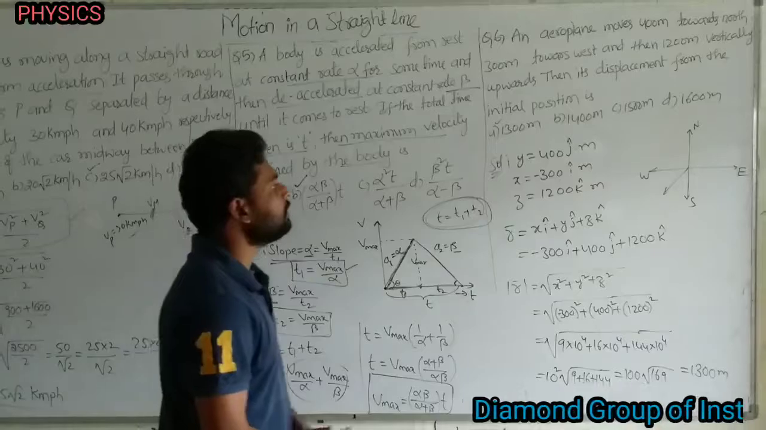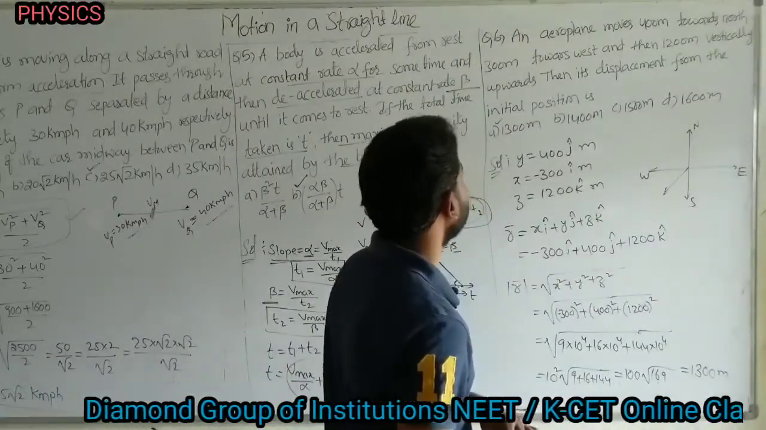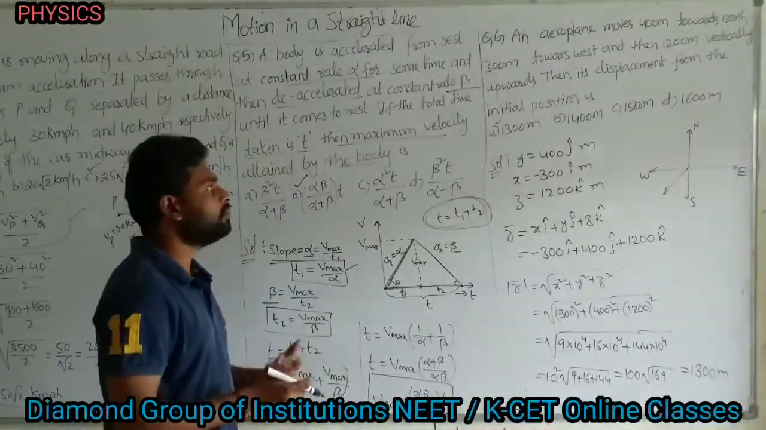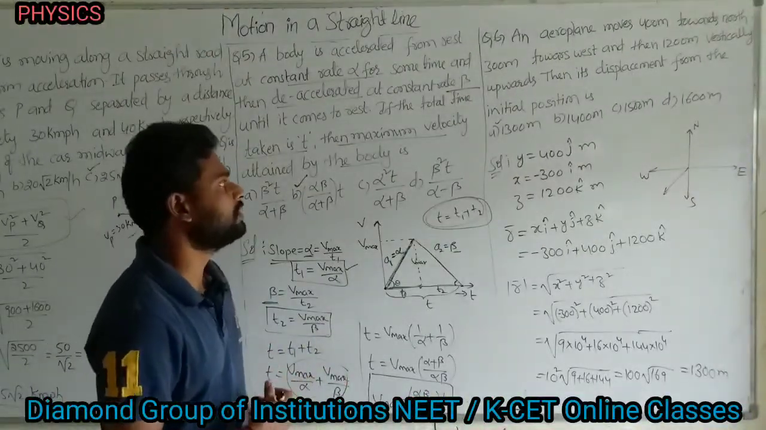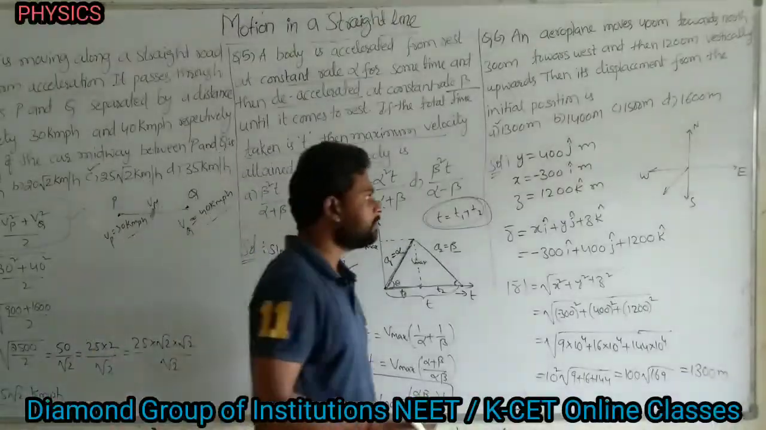Okay, next, see the next question. An aeroplane moves 400 meter towards north, 300 meter towards west, and then 1200 meter vertically upwards. Then its displacement from the initial position is wanted, as given in this question. Easy question. So now I am drawing the graph here.